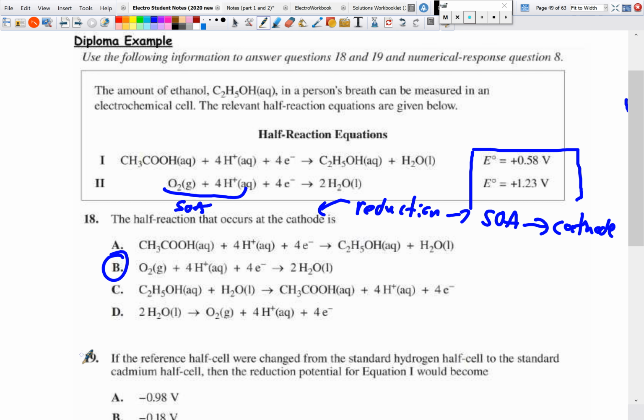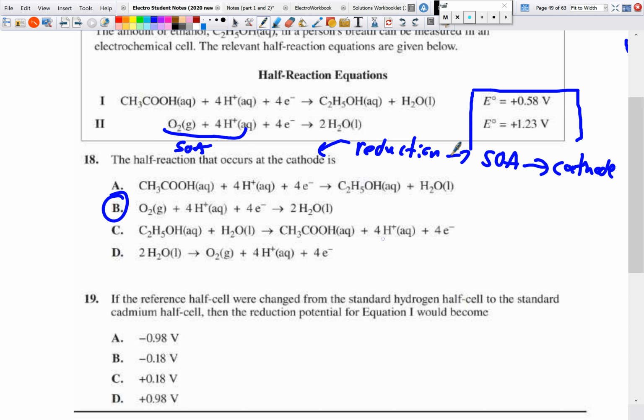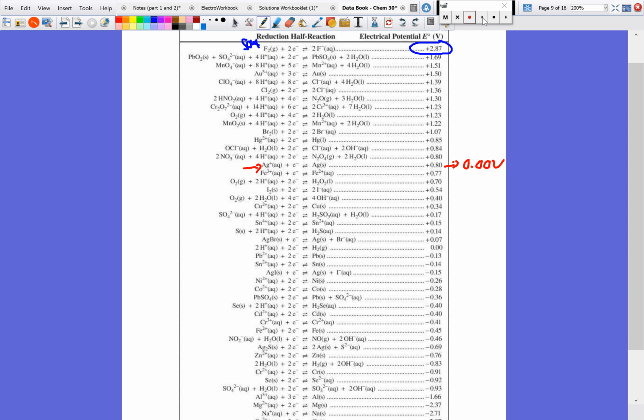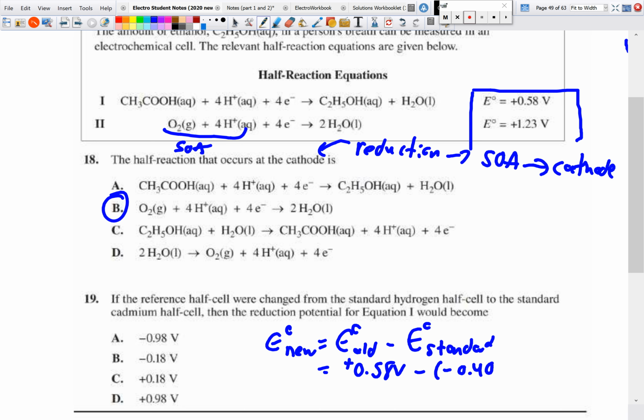Then for 19 here, the reference cell was changed from the standard hydrogen half cell to a standard cadmium half cell. Then the reduction potential for equation 1 would be, well, this goes back to what we did last time, equation 1 we have right here. We take the old minus our standard. So we take our positive 0.58 volts and subtract the reduction potential for cadmium. We go to our data booklet and find cadmium, all the way down here, at negative 0.40 volts. So we put that in: minus a negative 0.40 volts. And we should be left with a positive 0.98 volts, which makes that answer D.